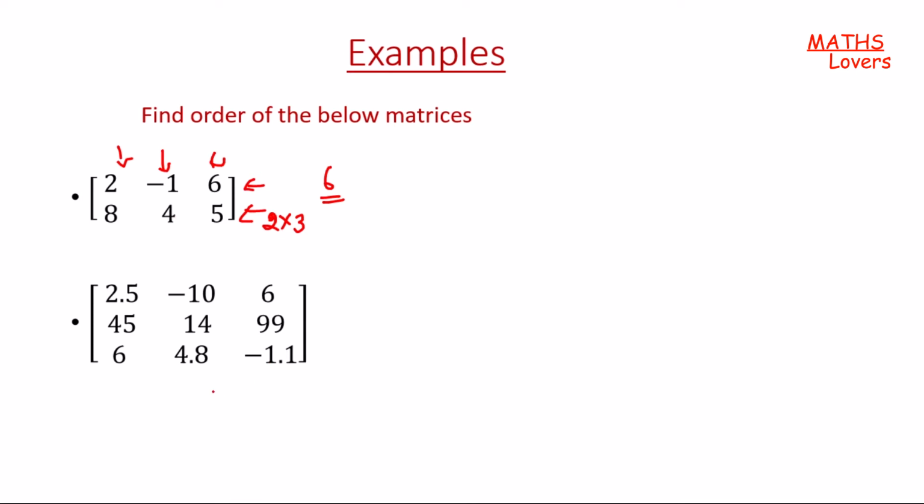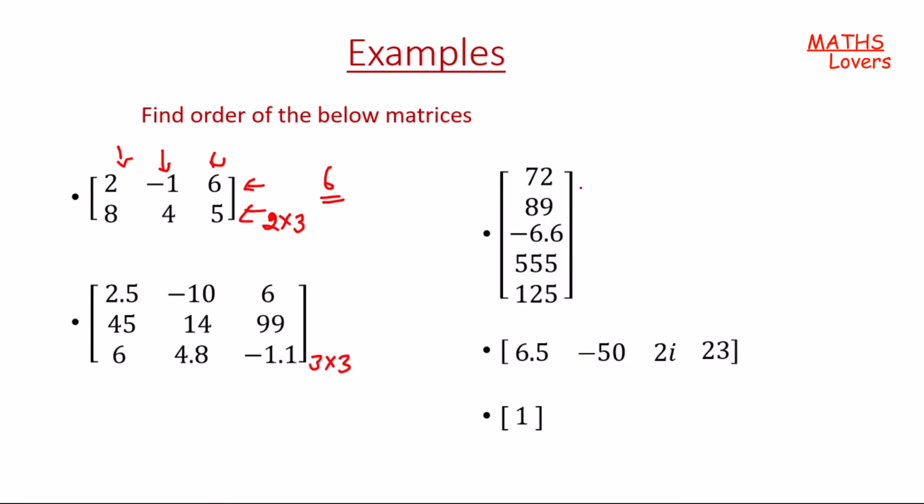Let's proceed to the second. Here we can see there are 3 rows and 3 columns. So we can write 3 cross 3. Total elements are 9. Let's see some more examples. Here we can see only one column is there and rows 1, 2, 3, 4, 5. So 5 rows are there. So 5 cross 1, this is the order. And how many elements are there? Total 5.